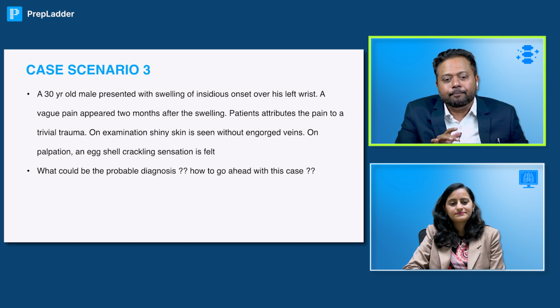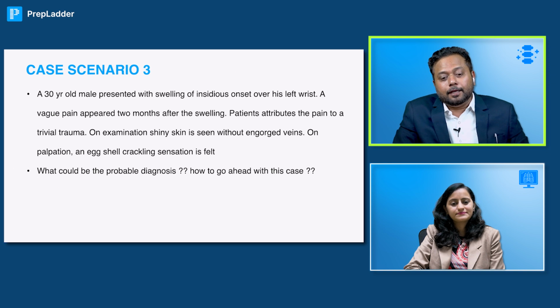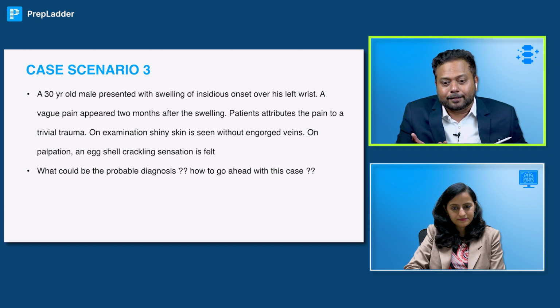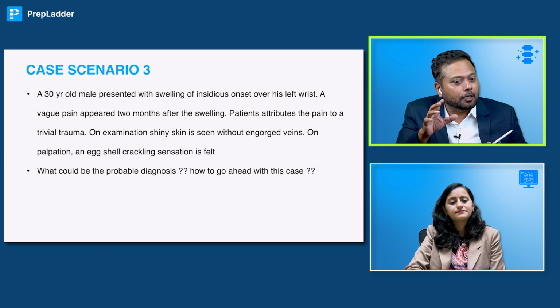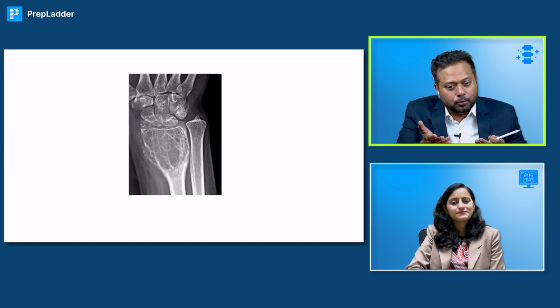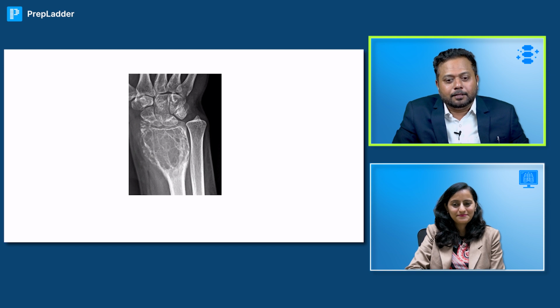Then coming to the third clinical scenario, a 30-year-old male presented with swelling of insidious onset over the left wrist. Vague pain appeared 2 months after the swelling. So swelling came first. The patient attributed the pain to trivial trauma. On examination, shiny skin is seen, but no enlarged veins. On palpation, classically, I felt an eggshell crackling sensation. What could be the probable diagnosis? How to go ahead? I took an X-ray. Nikita ma'am, please enlighten us.